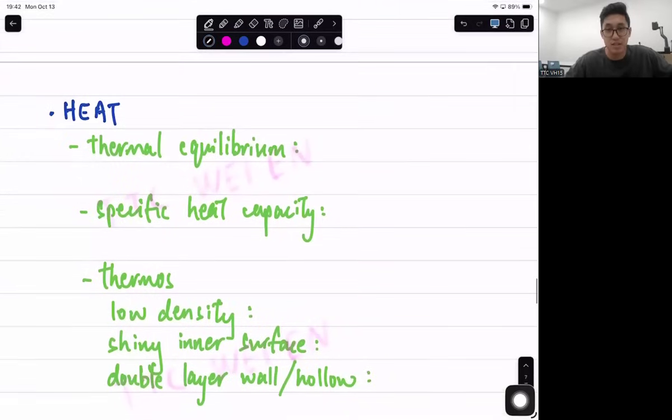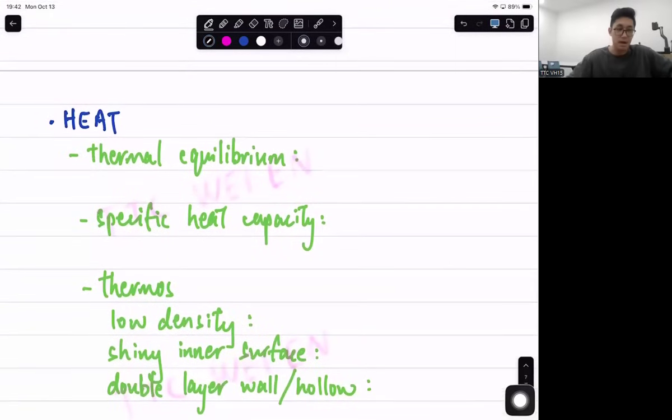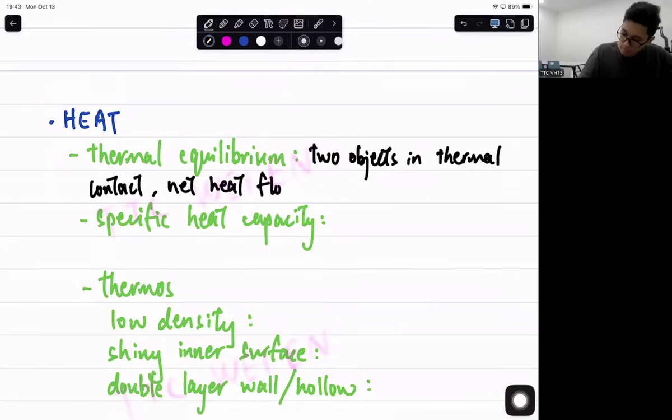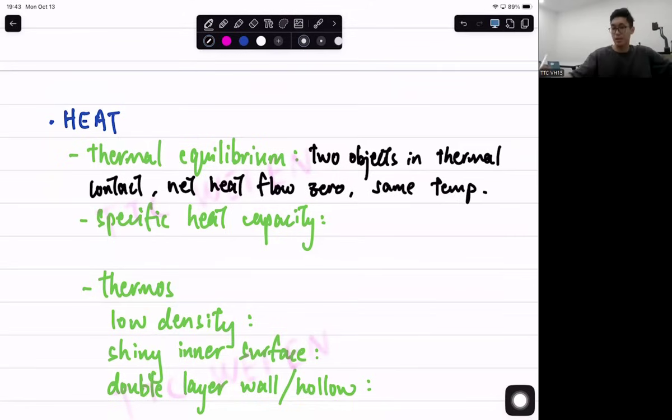Let's say for design, they ask you to design. And before they ask you to design, thermal equilibrium, the definition, students in my class should know already, because I have discussed this with you all before. Thermal equilibrium will be two objects in thermal contact, and the net heat flow is zero, and they have the same temperature.